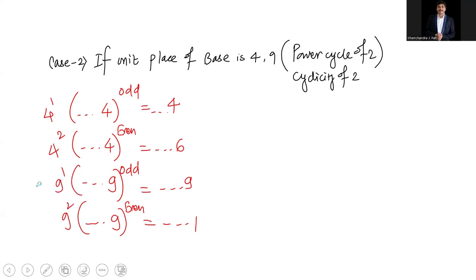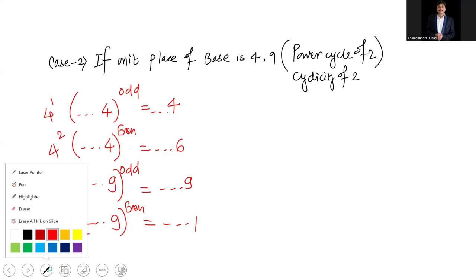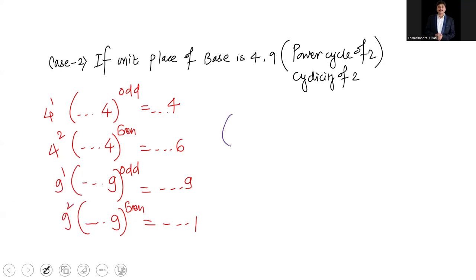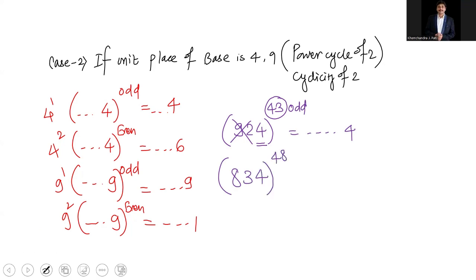What I meant to say, suppose अगर मैंने इस तरह का क्वेश्चन आपको पूछ लिया, suppose if I am asking now 924 raised to 43, what is the unit place of this? तो आपको क्या देखना है? What is the unit place of this base? That is 4. And 4 raised to this number is what? Odd number. So 4 raised to odd always ends with 4. Yes, very good, Gaurav. Now suppose ये क्वेश्चन मैंने अगर इस तरह से पूछ लिया, 834 raised to 48, so what is the unit place here? 4.